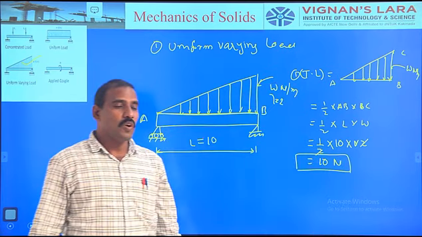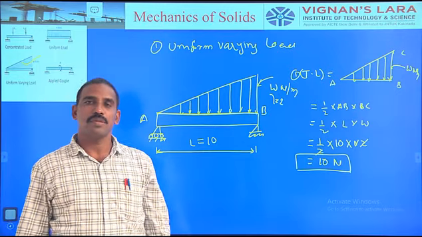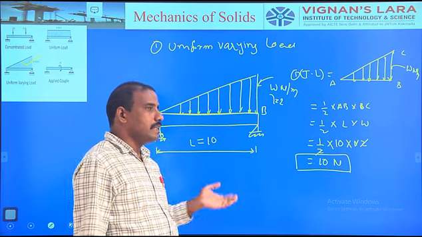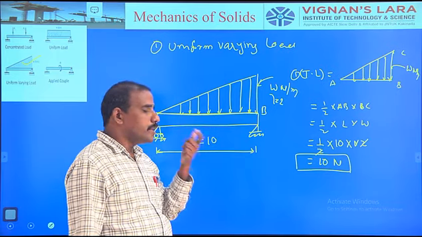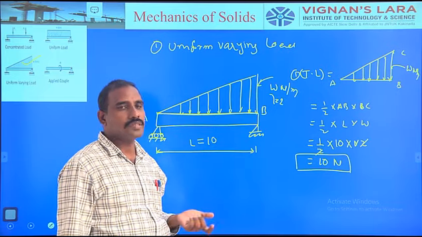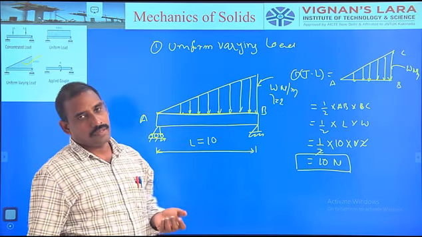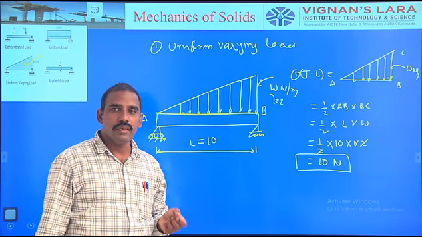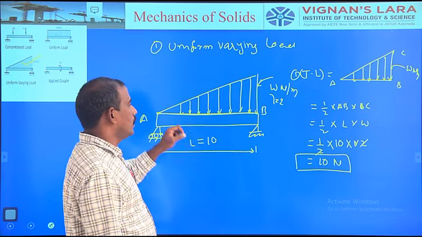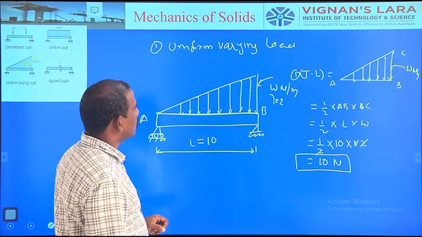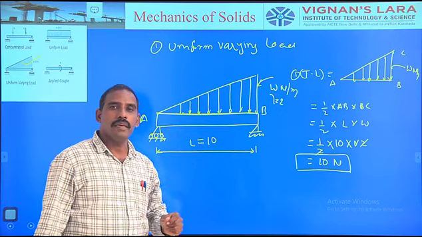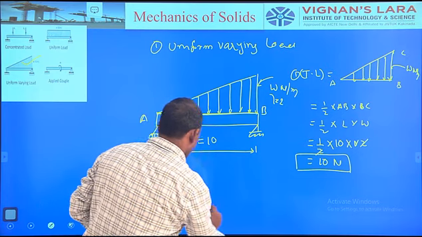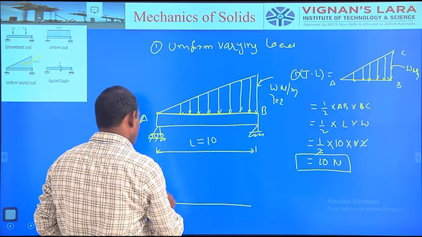Again, at which point it is concentrated is also very, very important. In the previous case of the uniformly distributed load, the midpoint is the centroid or center of gravity. Here, the 10 newtons is concentrated at the center of gravity or centroid of the triangle ABC. So therefore, let us take the centroid of ABC.